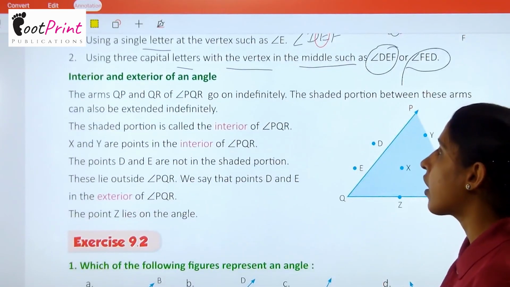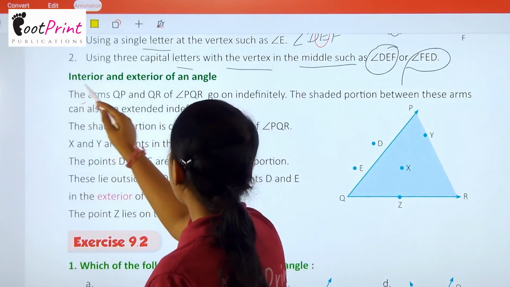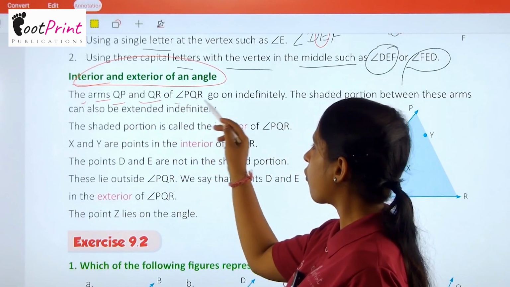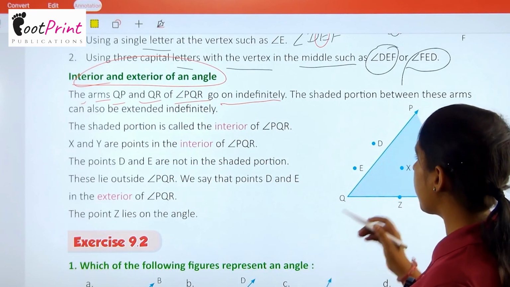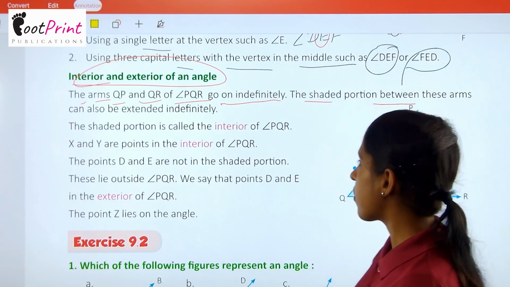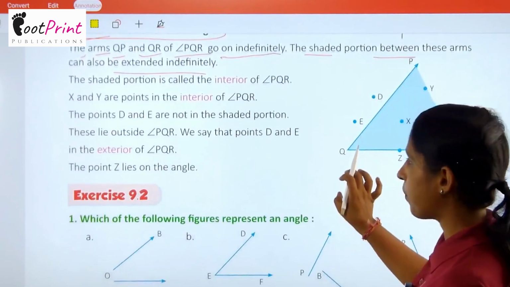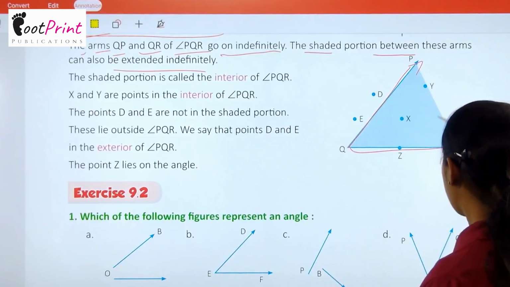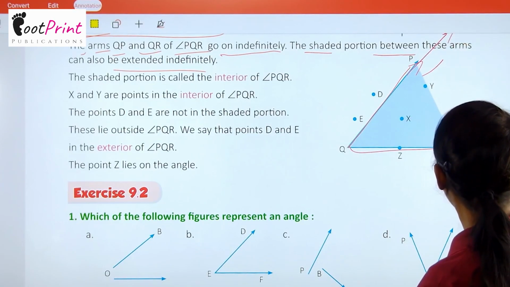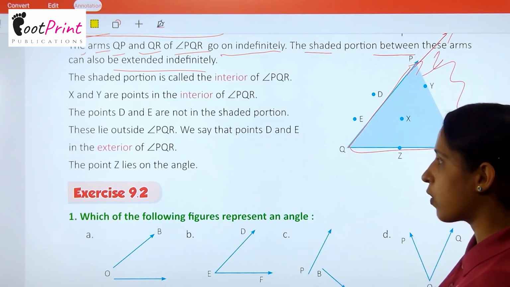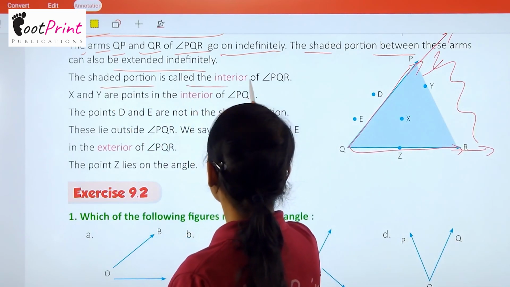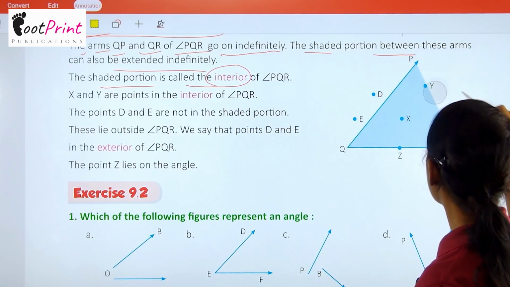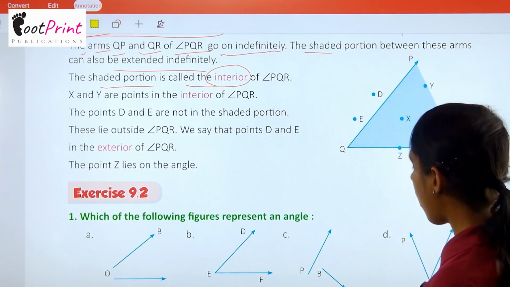Next, interior and exterior of an angle. Interior means inside, exterior means outside. So the arms QP and QR of angle PQR go on indefinitely. The shaded portion between these arms can also be extended indefinitely. Okay, these arms, we know they show rays, it means they can extend. So if I extend this, the shaded part also increases. So the shaded portion is called interior of angle PQR.